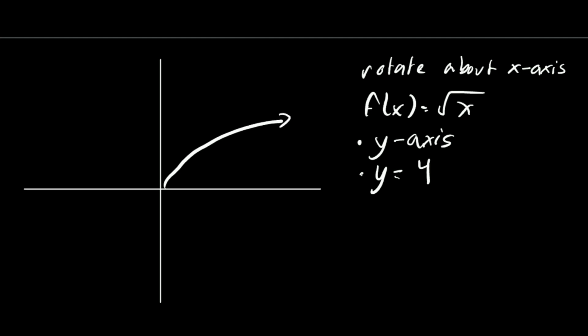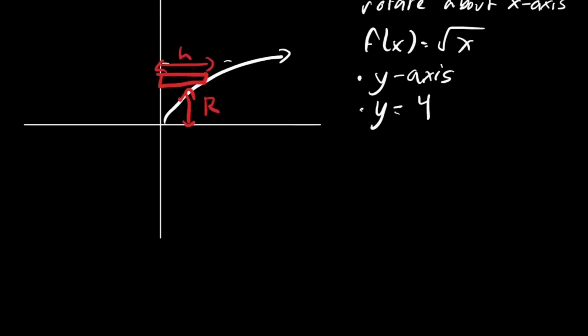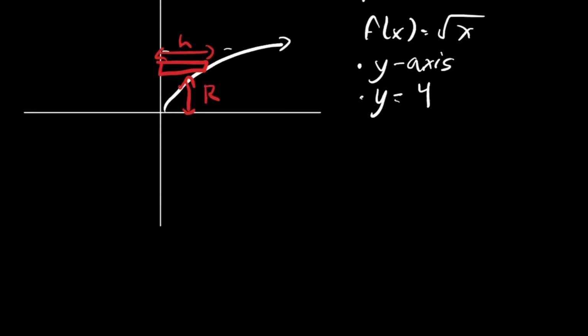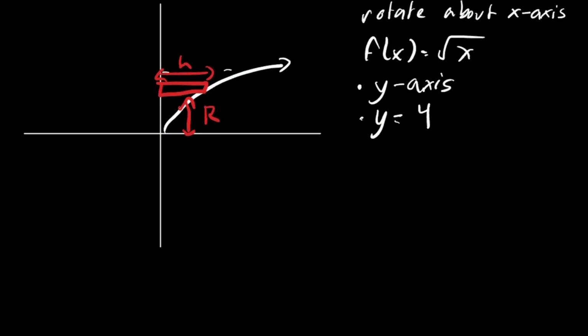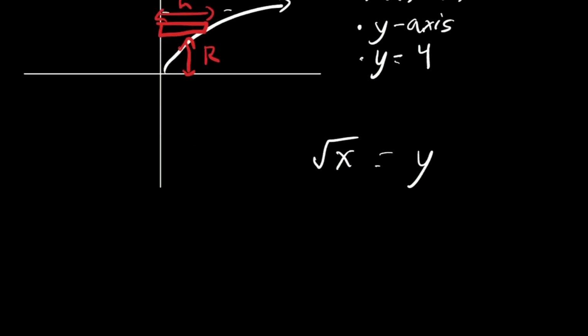So the function looks like this, and we're looking at this shape right here. I believe this will also be easier using shell method. So we draw a rectangle perpendicular to the x-axis. So this is our h, and this is our r. So let's see, our h is going to be, well, first we need to write the function in terms of y. So we'll have x equals y squared.